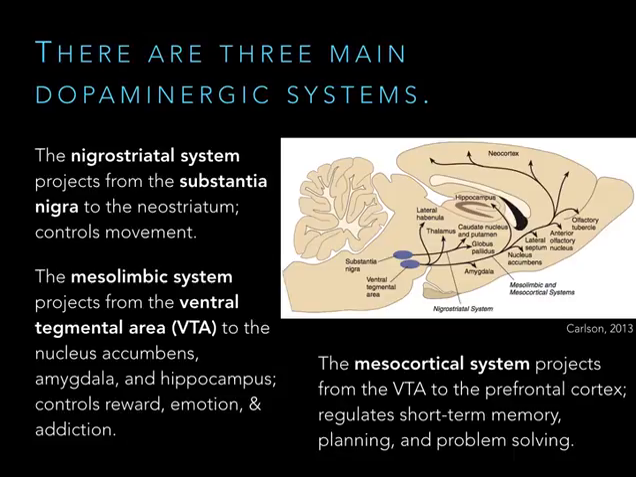The ventral tegmental area has two projections. There's the mesolimbic system, which projects to our limbic system. That'll help regulate our emotions, the feelings of reward, and addictive behaviors that are associated with using drugs that affect dopamine function. Then there's the mesocortical system, where we project from the ventral tegmental area to the prefrontal cortex, and this is going to regulate our short-term memory, our planning, so this will help control our actions as well.